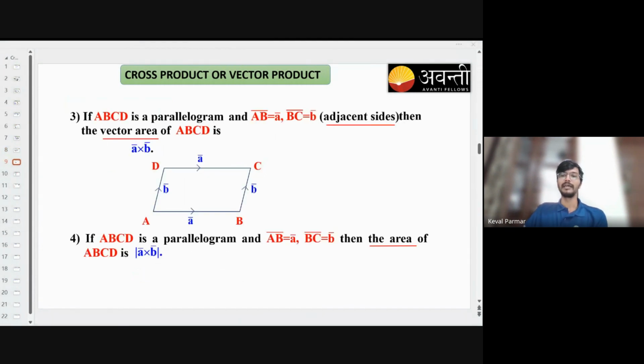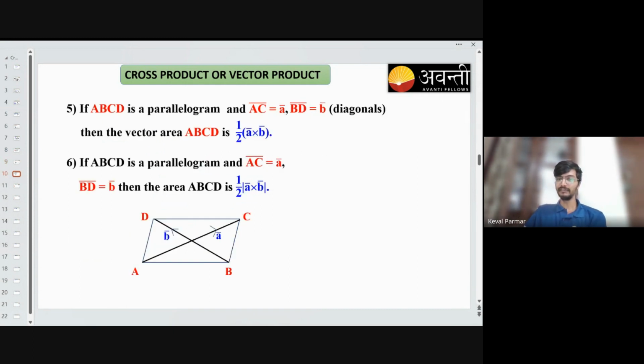The second one. As I said, the first one was area of triangle. The second one is area of parallelogram. So area of a parallelogram is simply the mod of A vector cross B vector, where A vector and B vector are adjacent sides of the parallelogram. Please listen carefully: area is mod of A vector cross B vector, where A vector and B vector are adjacent sides of the parallelogram.